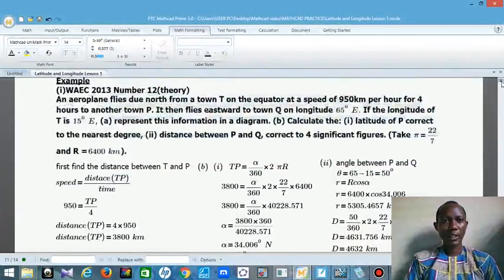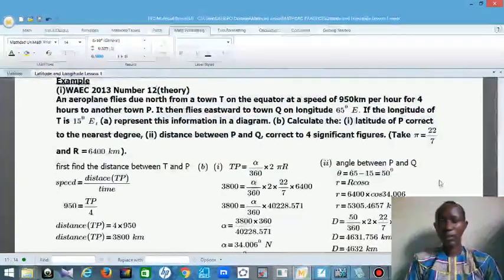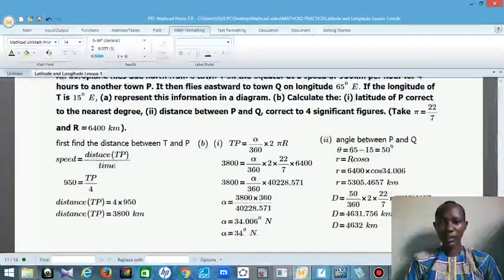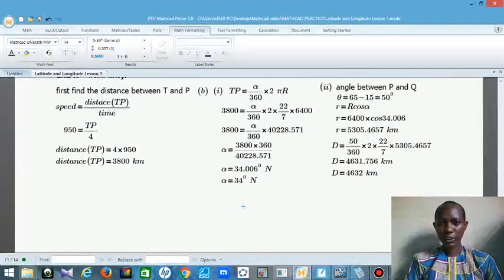WAEC 2013 number 12 theory. Take note of this. Follow the steps, follow all the instructions, and you see that they are simple.